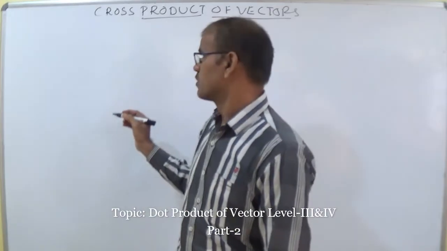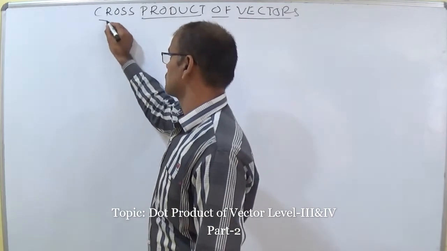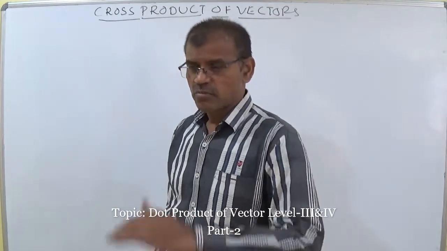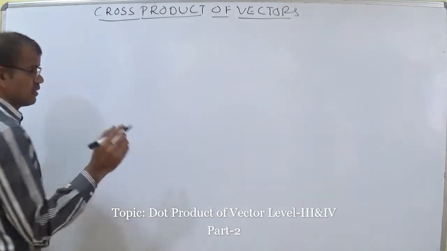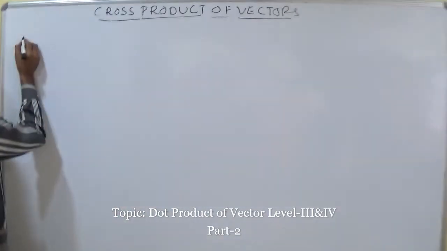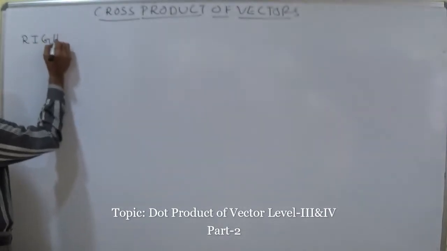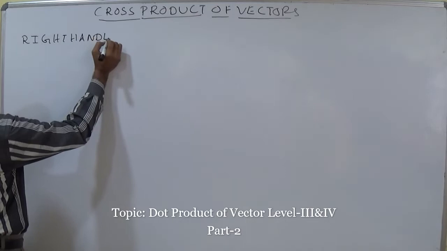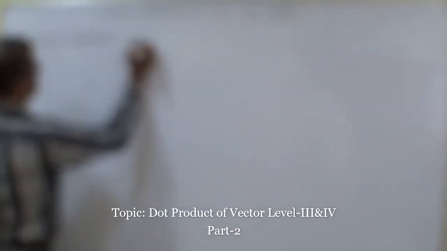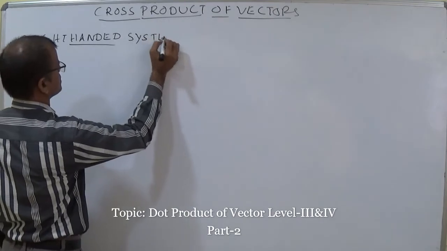Okay, students, now we are discussing the concept of cross product of vectors. Point wise I am discussing the concept. 11 points were completed in the previous class. Now let us discuss the right-handed system and the left-handed system. What is a right-handed system?